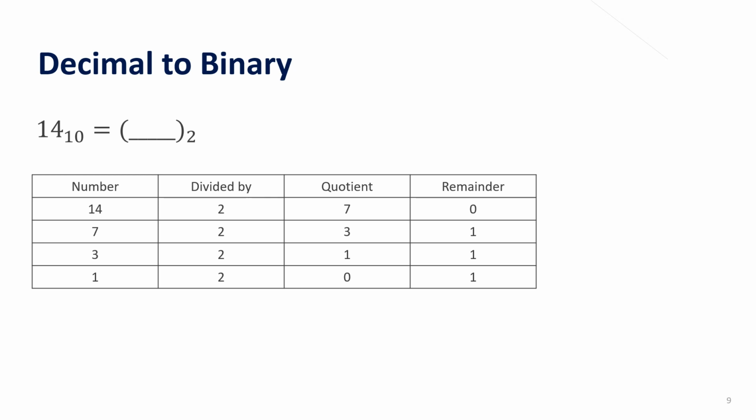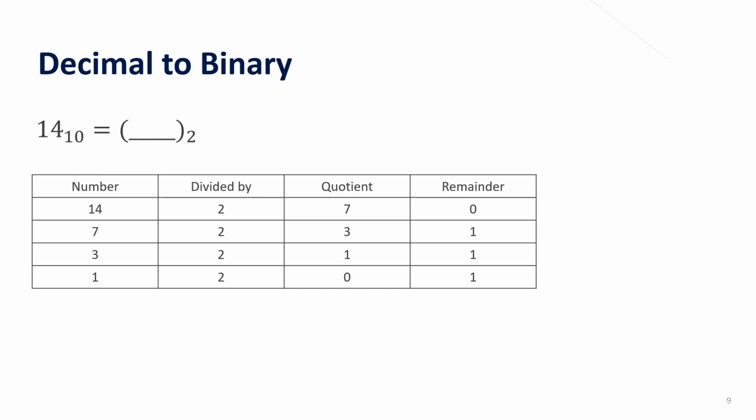So we have it here 0, because 2 multiplied by 7 is 14, and the remainder is 0. And then now you move 7 to be the next number you divide by 2.